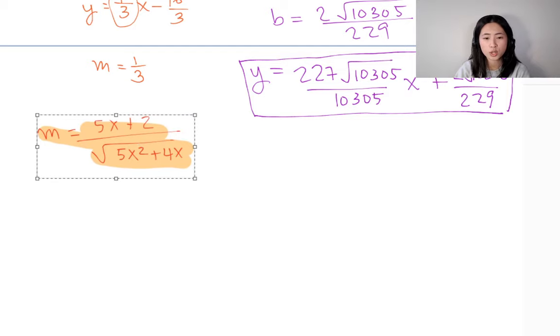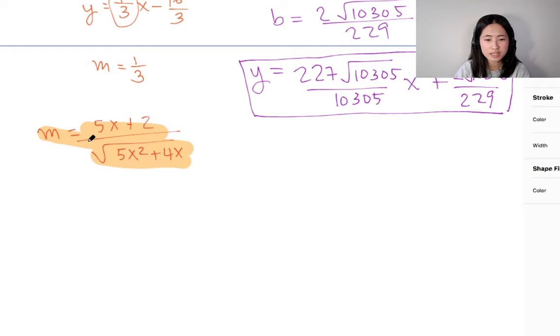So we need to equate this to 1 over 3, and this needs to be exactly the same, right? Which is equal to 5x plus 2 over this thing, right? Because going back, for these two lines to be parallel, they need to be equal in terms of slope, right? That's what we're doing. So we're taking the equation of our slope from the first part, or part A, and we're equating that equal to 1 over 3, right, which is the slope for the second line.